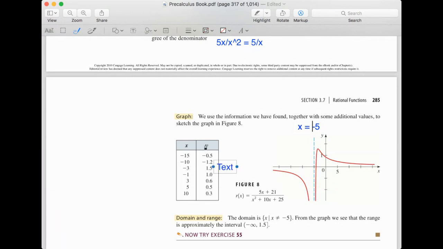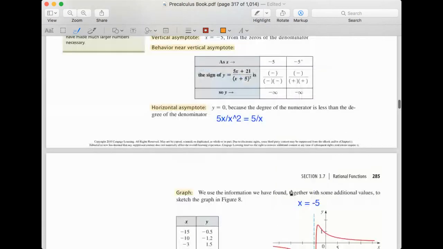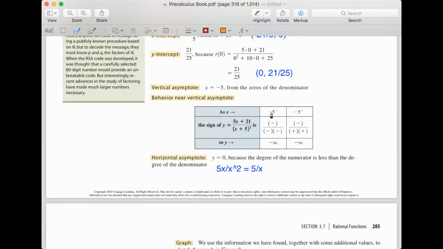Let's use this table. We have an interval from negative 5 down to negative infinity, and another interval from negative 5 up to positive infinity. Let's plug in some numbers. Negative 6 will be in the first interval, and 0 will be in the second interval, from negative 5 up to positive infinity.